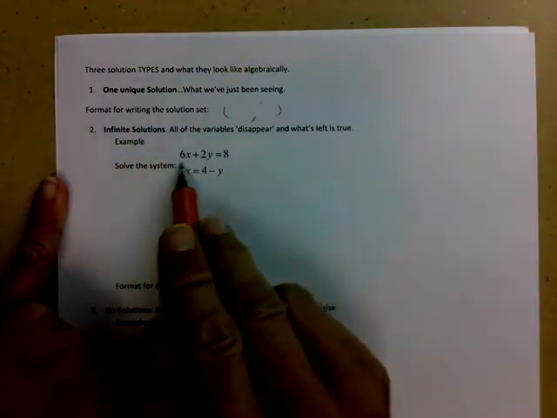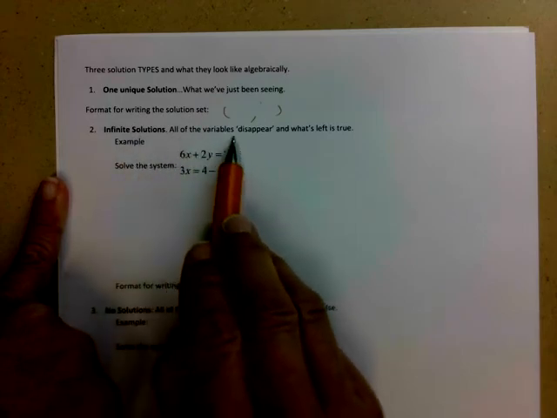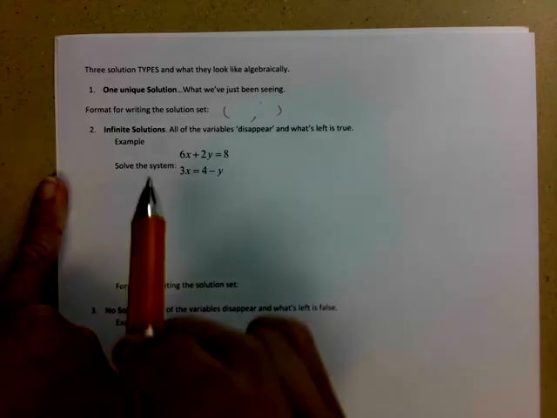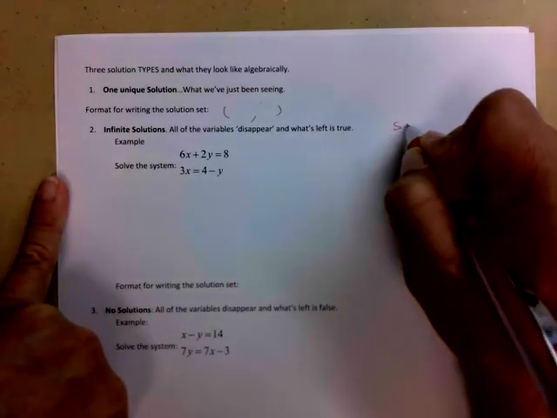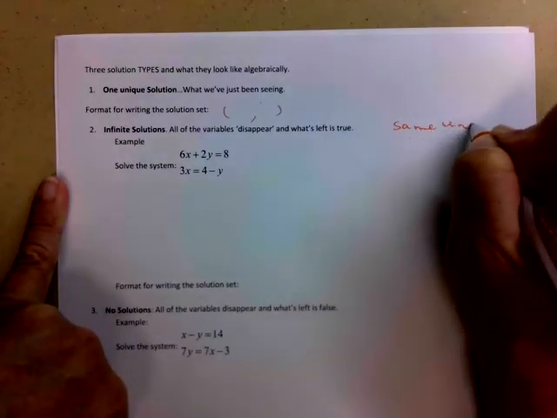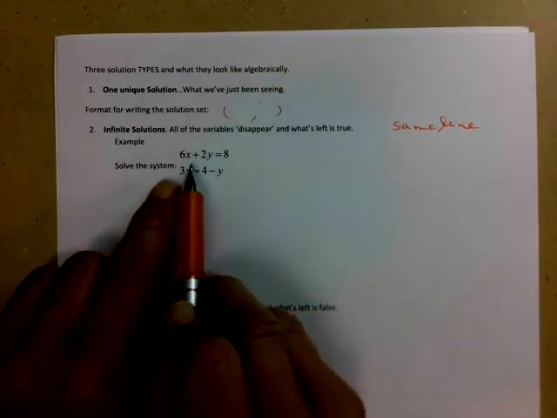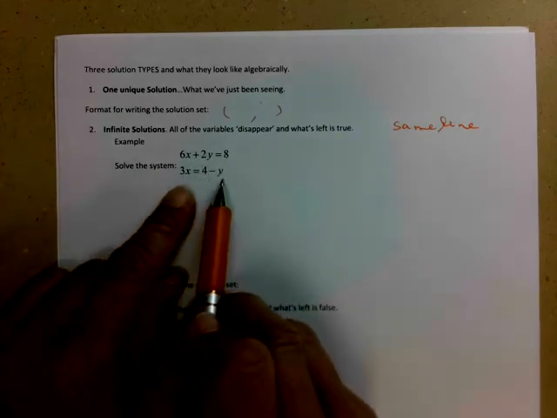Infinite solutions. So when this happens, what happens algebraically is that all of the variables kind of disappear in your solution strategy, but what's left is true. And remember, infinite solutions, this is where we get the same line, just different versions. It just graphs on top of itself. So here's an example. 6x plus 2y equals 8, and 3x equals 4 minus y.